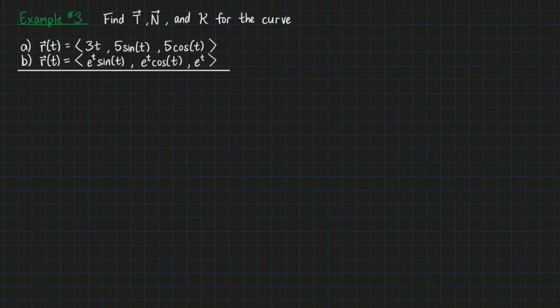Okay, let's do part B now. First, the unit tangent vector T of t is equal to r prime of t over the magnitude of r prime of t. Let's find r prime of t.